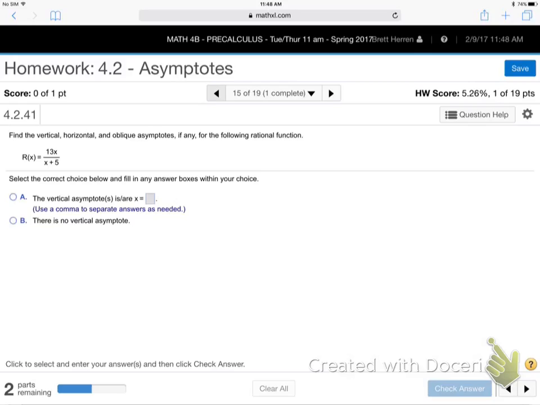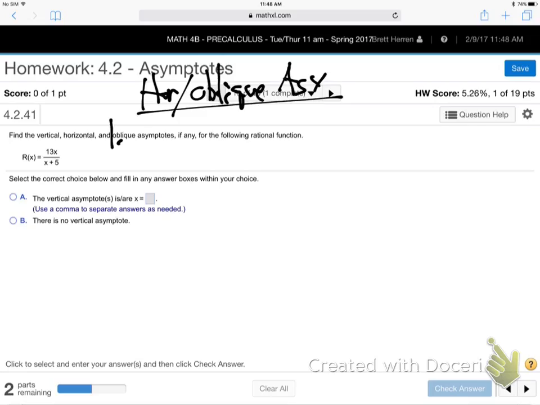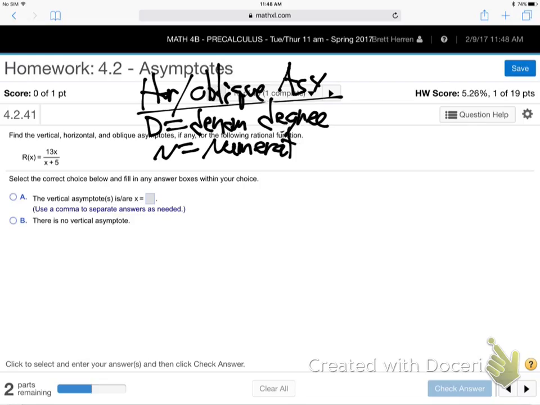Yeah, so let me write out some rules here based on that logic. I'll give you all the rules. So here are the rules for horizontal and oblique asymptotes. Basically, it's all about the degree of the top and the bottom, isn't it? So here we go. Let D equal denominator degree, N equals numerator degree. So it's basically whoever has the bigger power is going to win the tug-of-war. That's basically what the rules I'm about to write for you are.